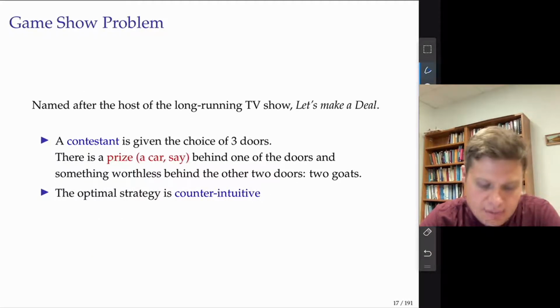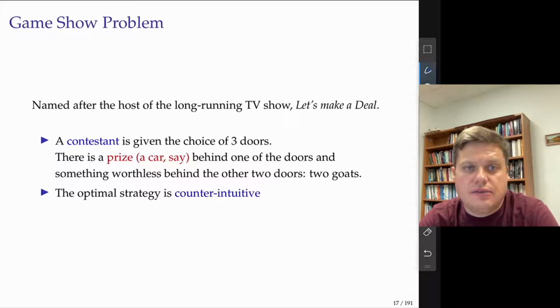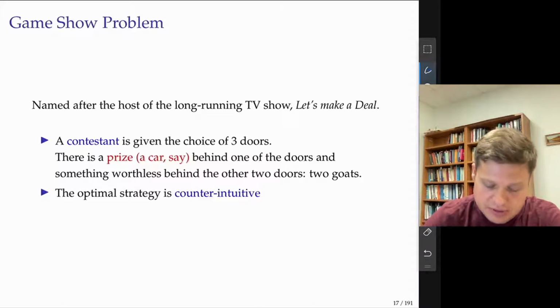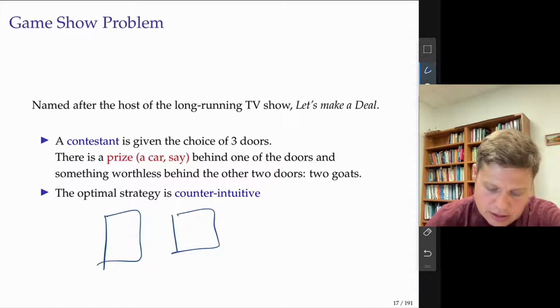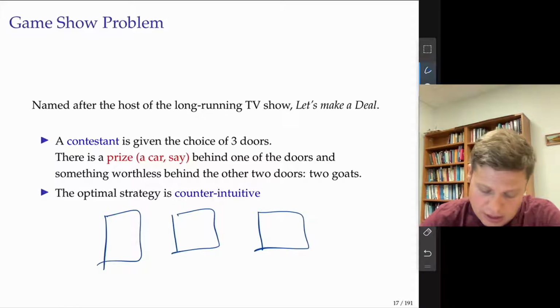Let's do a final example of this sort. This is the famous Monty Hall problem, or game show problem. It's named after the long-running TV show Let's Make a Deal, and Monty Hall was the host. The setup is the following: you have 3 doors, and the participant has to choose one of the doors, and there are 2 doors that have goats.